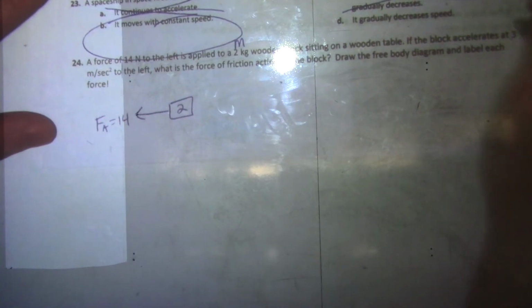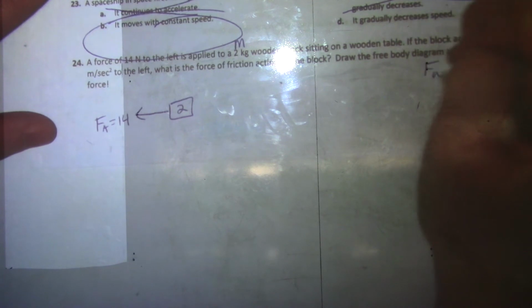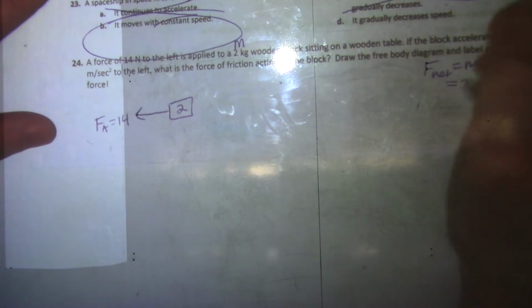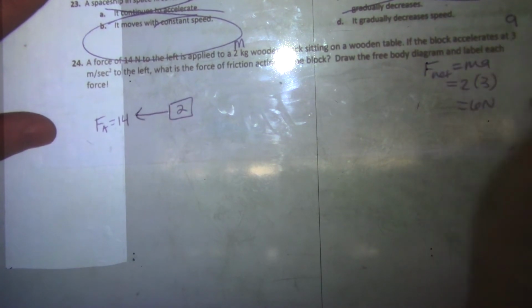A force of 14 to the left is applied, so that's my applied force to the left, to a 2 kilogram mass block. If the block accelerates at 3 to the left, so that's my acceleration, I can find F net. 2 times 3 to the left is 6 newtons to the left. What is the force of friction?